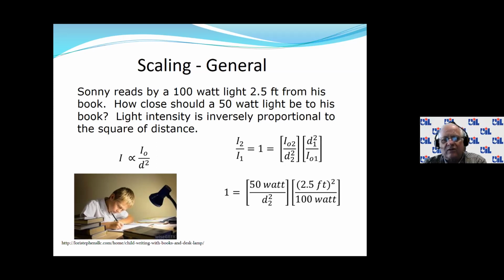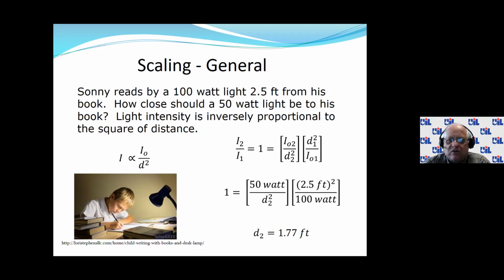So we can write it by saying that 1 is equal to 50 watts over d2 squared, where d2 is what I want to solve for. And for d1, I have a 100-watt bulb that's 2.5 feet away, so it's 2.5 feet squared over 100 watts. The watts cancel, and I can solve for d2, and it comes out to be 1.77 feet.